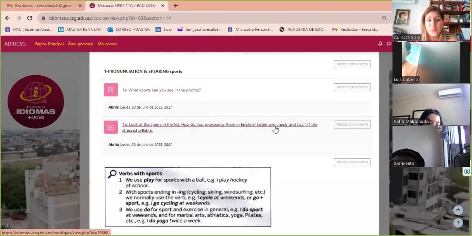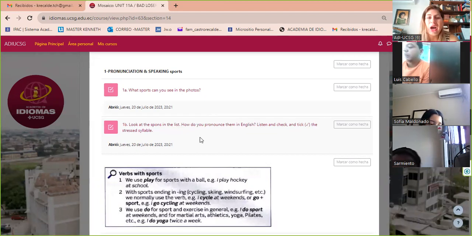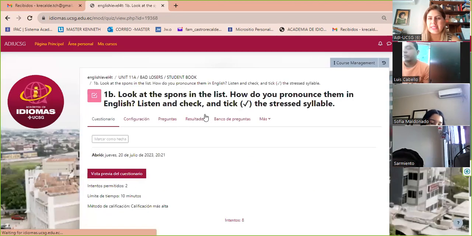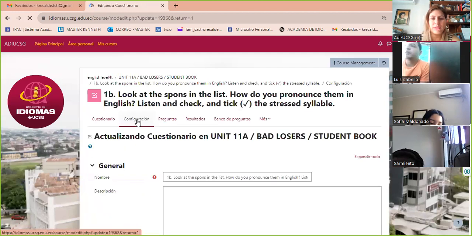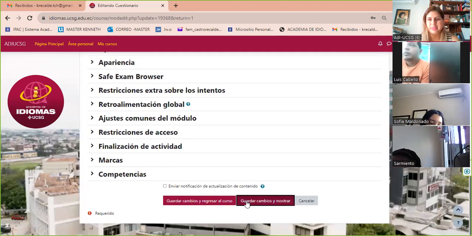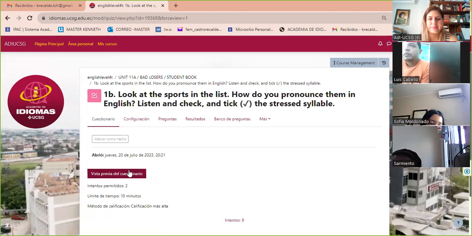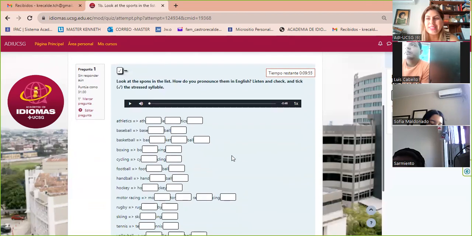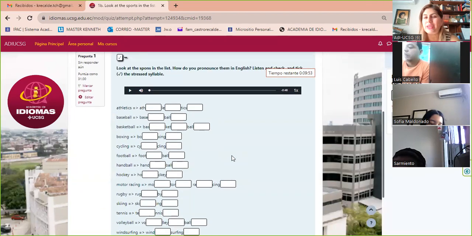Now it says, look at the sports in the list. Here is a mistake. It says, look at the sports in the list. How do you pronounce them in English? Listen and check and underline the stressed syllable. So let's listen. You're going to listen to them and tell me whether the stress is in the first, the second, or the other syllable.